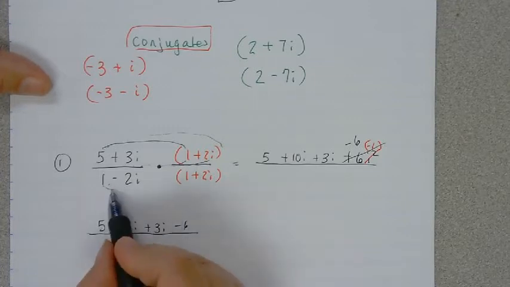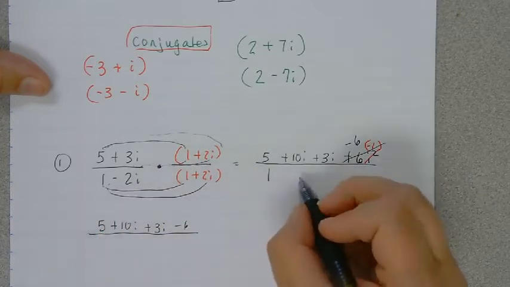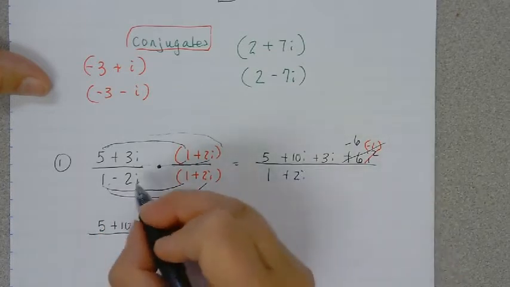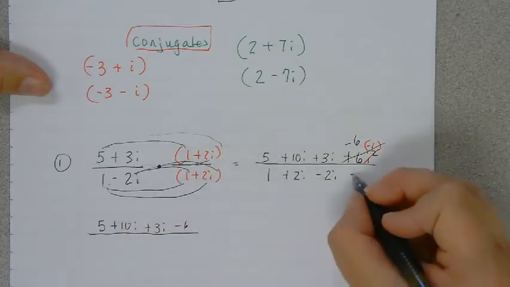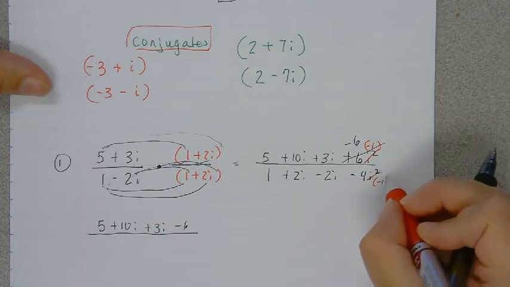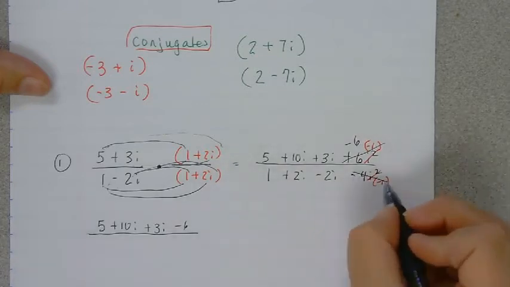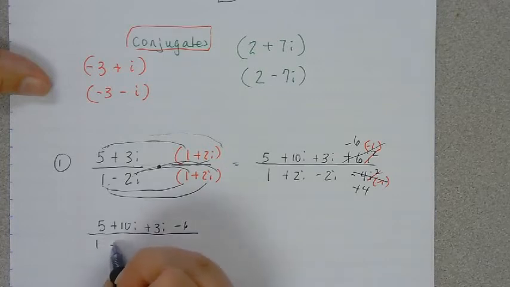Okay, let's look at the denominator. 1 plus 2i minus 2i minus 4i squared. And we know that i squared is negative 1, so that turns this whole thing into plus 4. So on the bottom I have 1 plus 2i minus 2i plus 4.